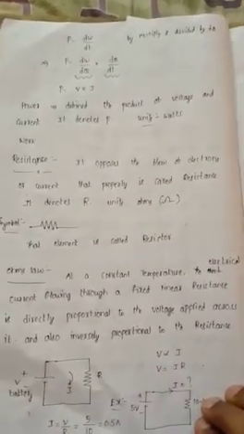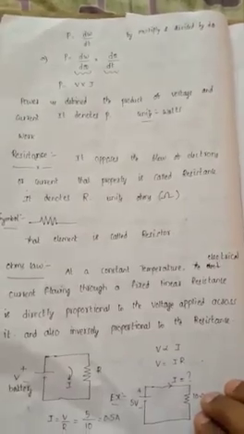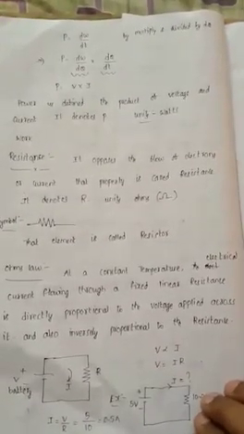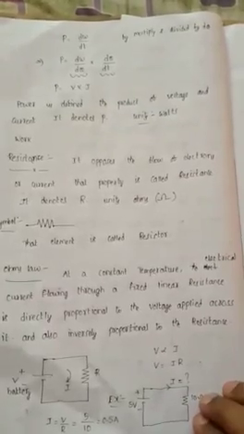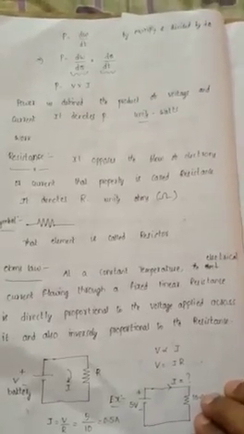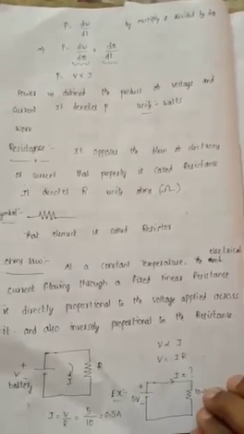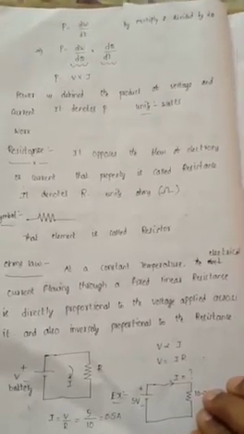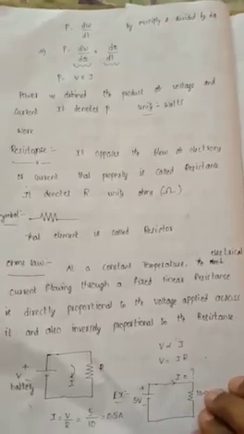Power definition: according to the physical formula, P is equal to dW by dt, that is the rate of work done or rate of energy. P is equal to dW by dt, which is dW by dq into dq by dt, by multiplying and dividing by dq.